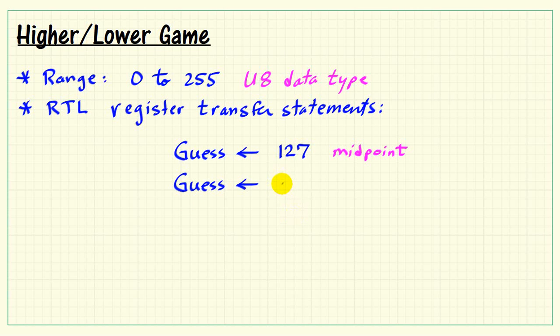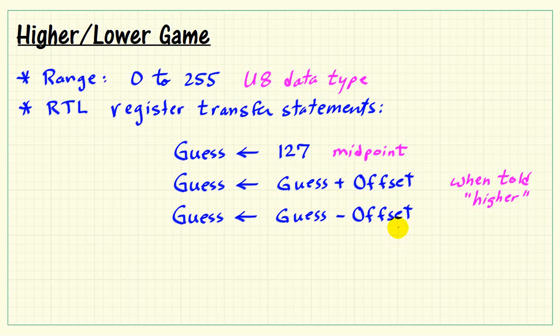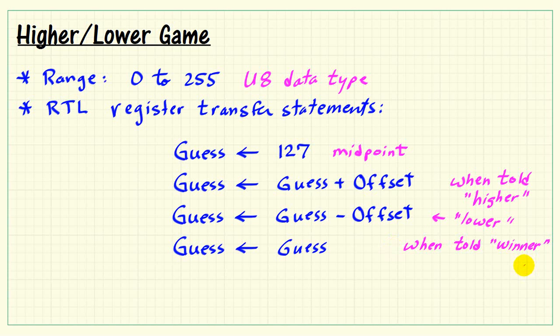Later on, we might need to say, well, let's make our guess higher. So we can add an offset to guess. And we'll add this offset anytime we're told that the actual price is higher. Similarly, we sometimes need to subtract that offset, and we do so when we're told that the price is lower. At some point, hopefully, we actually match the actual price, and when this happens, I want to keep the guess simply parked at its present value, and we'll do that when we're told that we've won the game.